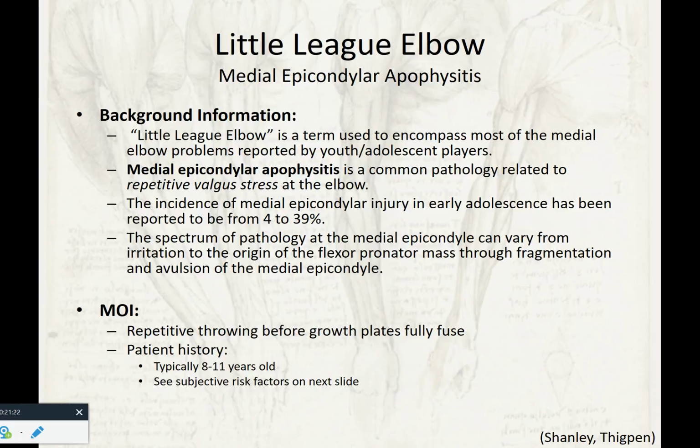All of this information is taken from Dr. Ellen Shanley and Chuck Thigpen, who have done tremendous research in the area of youth throwing injuries in both baseball and softball players.